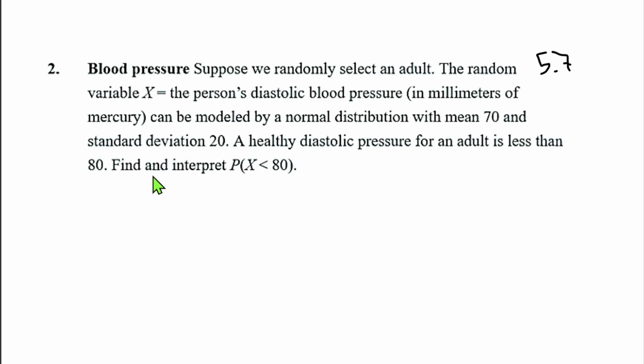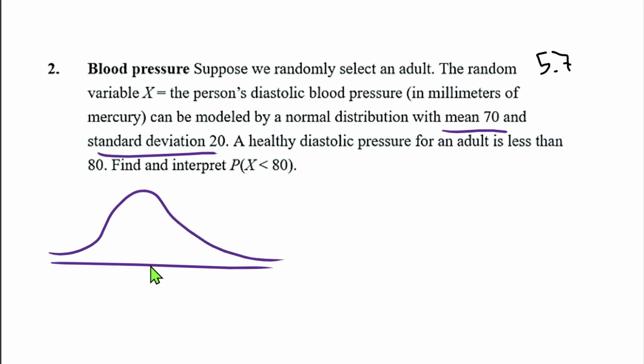This is a straightforward problem. Blood pressure, mean 70, standard deviation 20. Find the probability that x is less than 80. You don't have to draw a normal distribution every time, but it might help. 70, and one standard deviation above will be 90 because the standard deviation is 20. One below will be 50. We're looking for the probability of being at 80 or lower.